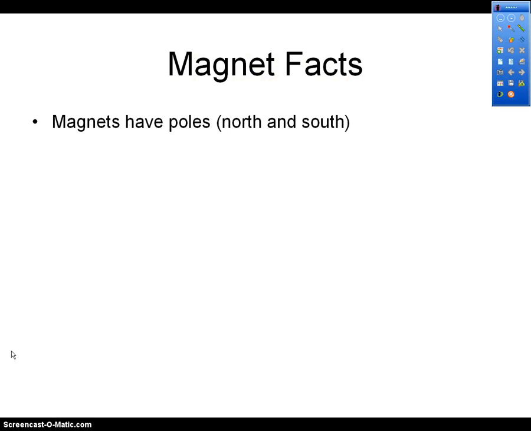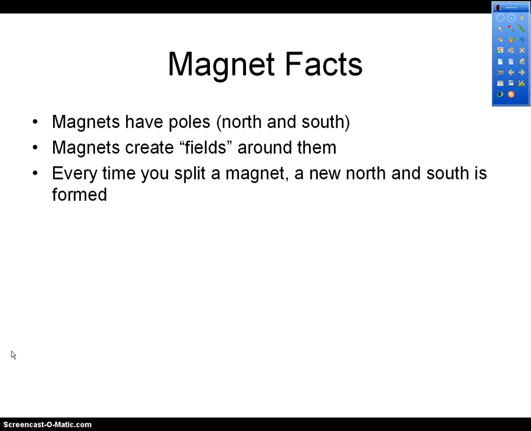So some things about magnets which you probably know already. First of all, magnets have a pole, which we call the north and the south, and they create fields around them the same way that electric charges create fields around them. Every time you take a magnet and split it, a new north and a new south is formed.